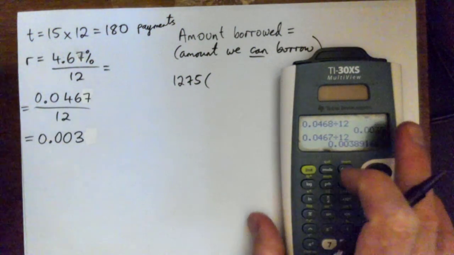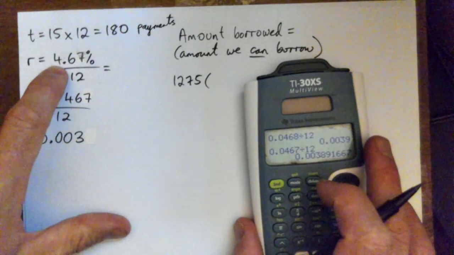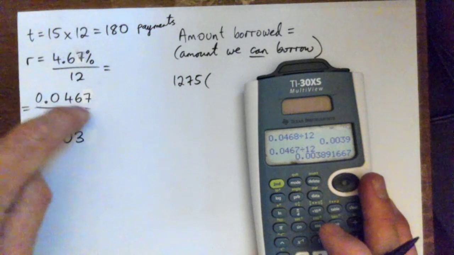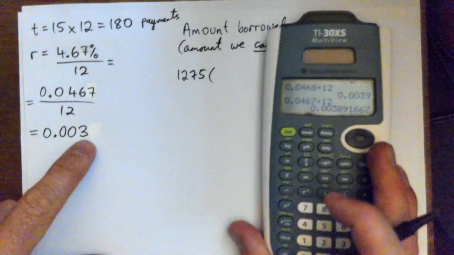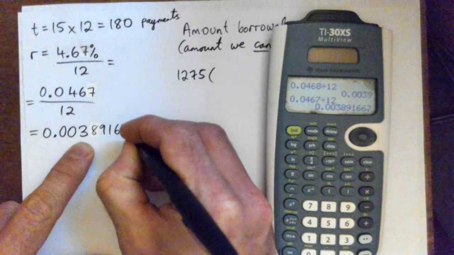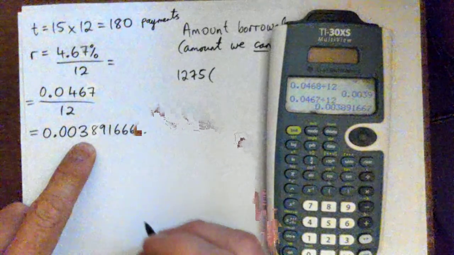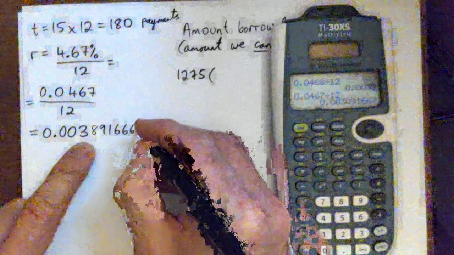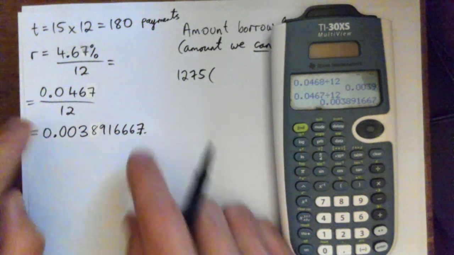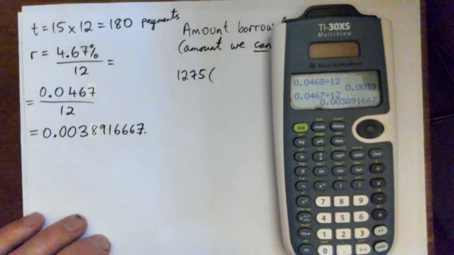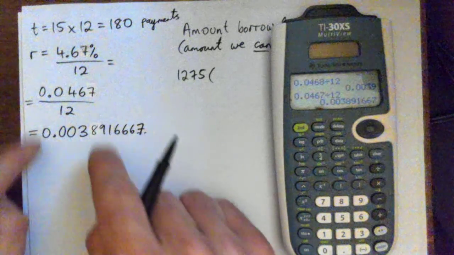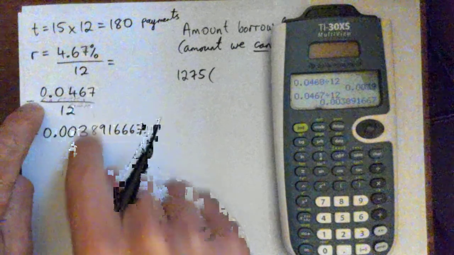Our rate R is going to be 4.67% over 12. So it's 0.0467 over 12, which is 0.003891666 forever, or you could round it up to 6667 or whatever. You guys could use that big long decimal if you want. I'm probably going to try to calculate this more accurately, so I'll do 1 plus this over 12.